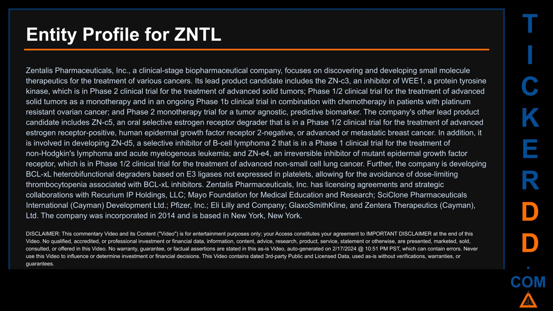In addition, it is involved in developing ZND5, a selective inhibitor of B-cell lymphoma 2 that is in a Phase 1 clinical trial for the treatment of non-Hodgkin's lymphoma and acute myelogenous leukemia, and ZNE4, an irreversible inhibitor of mutant epidermal growth factor receptor, which is in Phase 1/2 clinical trial for the treatment of advanced non-small cell lung cancer. Further, the company is developing BCL-XL heterobifunctional degraders based on E3 ligases not expressed in platelets, allowing for the avoidance of dose-limiting thrombocytopenia associated with BCL-XL inhibitors.